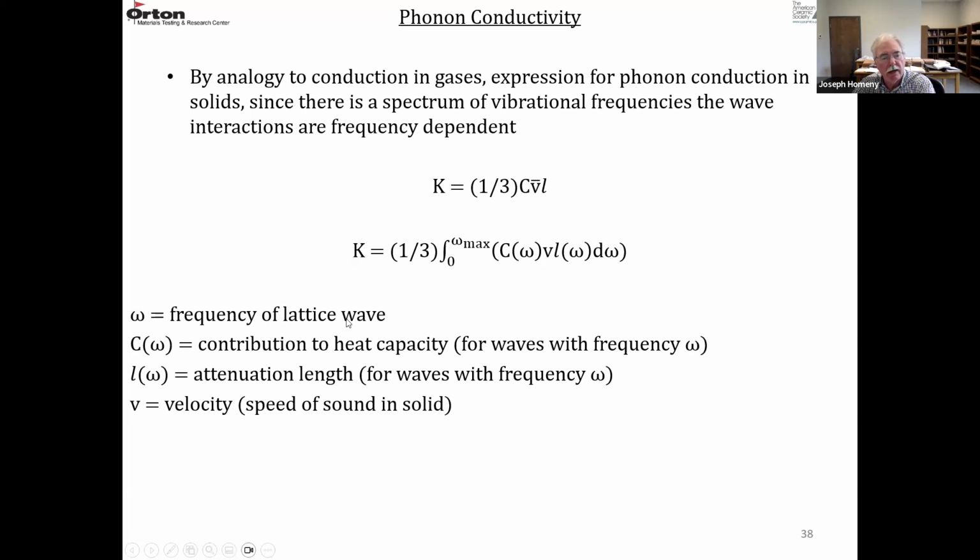Omega is the frequency of the lattice vibration. So there's a range of frequencies, and omega max is the maximum frequency, and heat capacity is frequency dependent. So C(omega) is the contribution to heat capacity for lattice waves that have a frequency omega. V is the velocity, the speed of sound in the material. L is the mean free path, which is definitely frequency dependent. And then d omega. So that would be the expression for phonon conductivity in a solid.